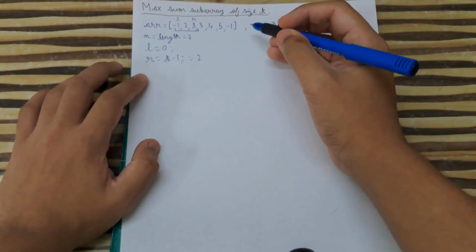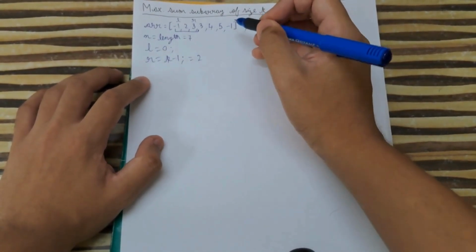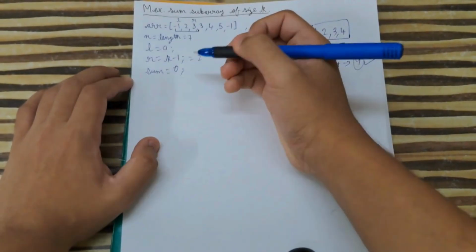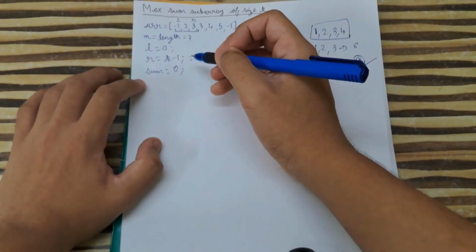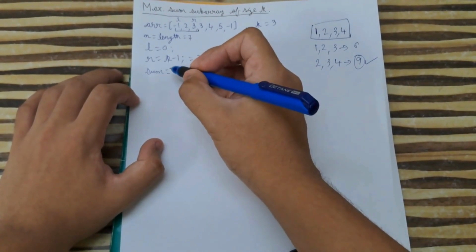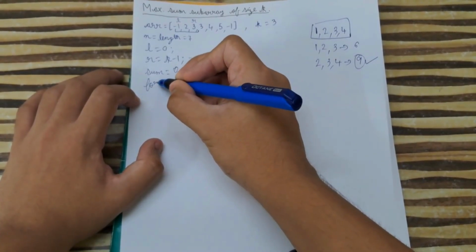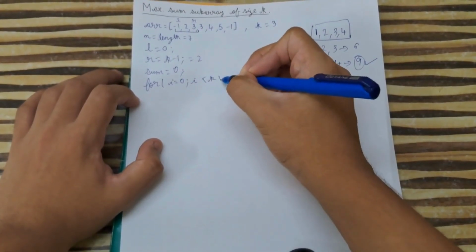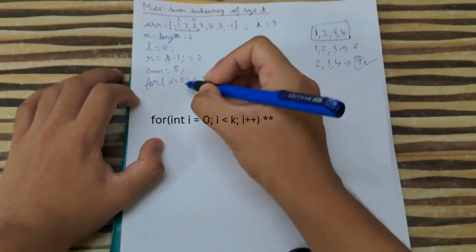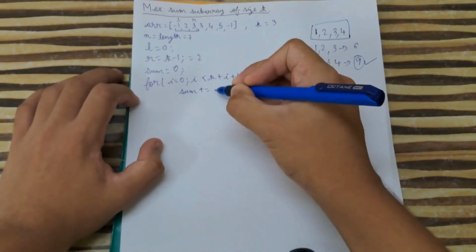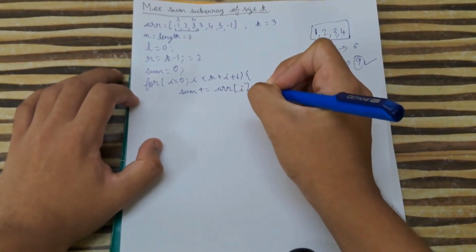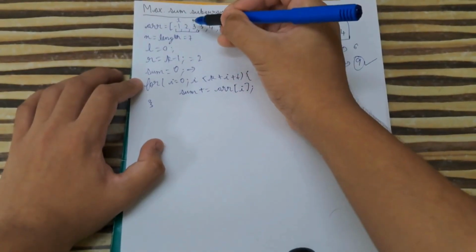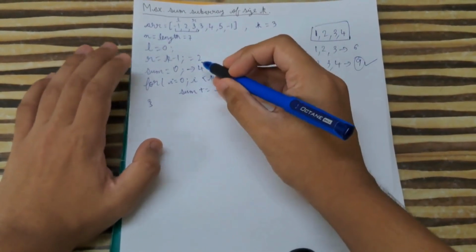After that we will initialize another variable, sum equals 0. That will store the sum in that particular iteration. For the beginning, we will compute the initial value using a for loop that goes from i equals 0 till i less than k, i plus plus. So sum plus equals array[i]. Now for the first iteration, this would be minus 1 plus 2 plus 3, that is 4. Right now sum is equal to 4.